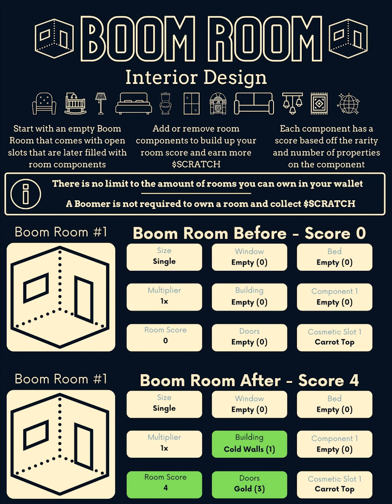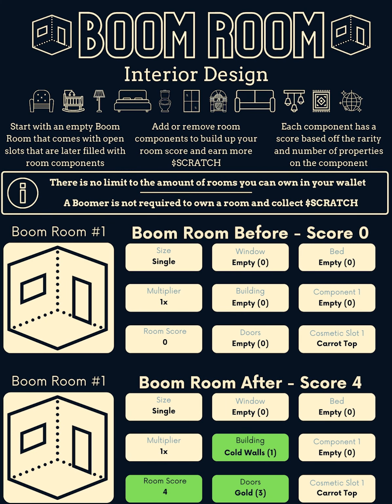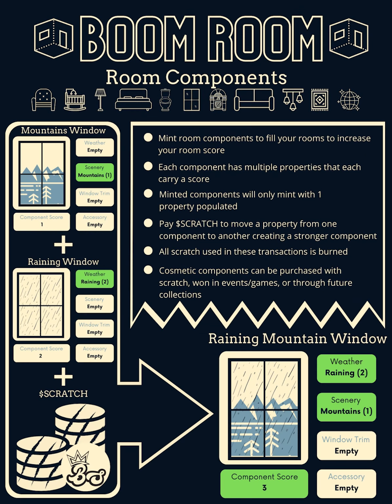If you'd like to move your components around your room again, you will have to re-slot it into your boom room. To explain, all rooms have 4 fixed component slots. They are window, walls, door, and bed. A penthouse, for example, has a total of 9 component slots.